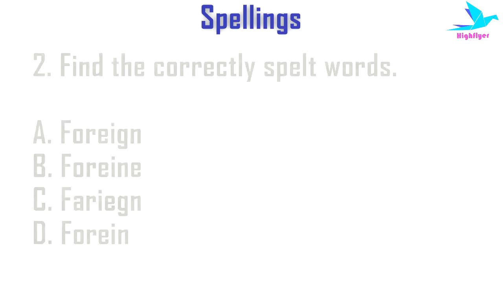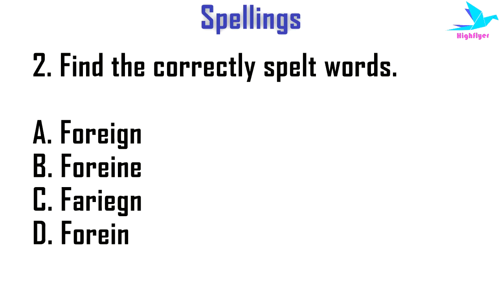Then the next example. In this question there are 4 options with 4 kinds of spellings of foreign given. You have to choose the right or the correct spelling of foreign. Now we can clearly see option B, option C and option D are representing the wrong spelling for the word foreign. The right option here is option A.